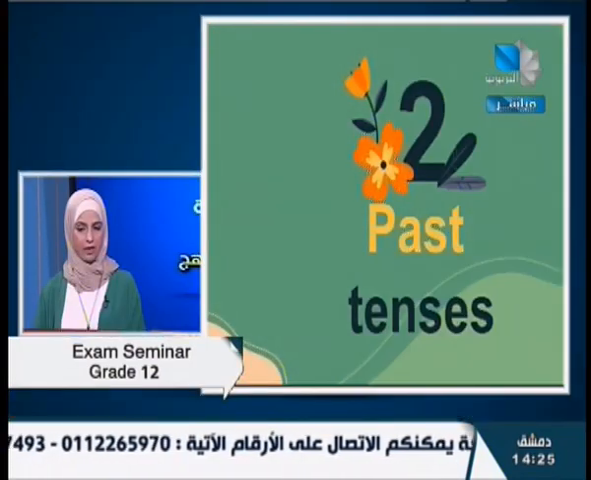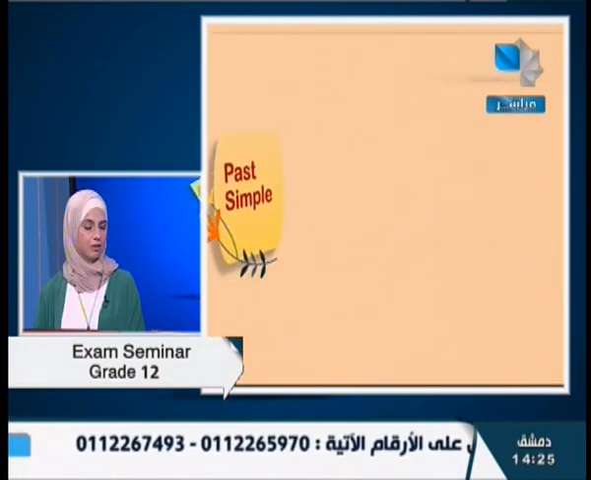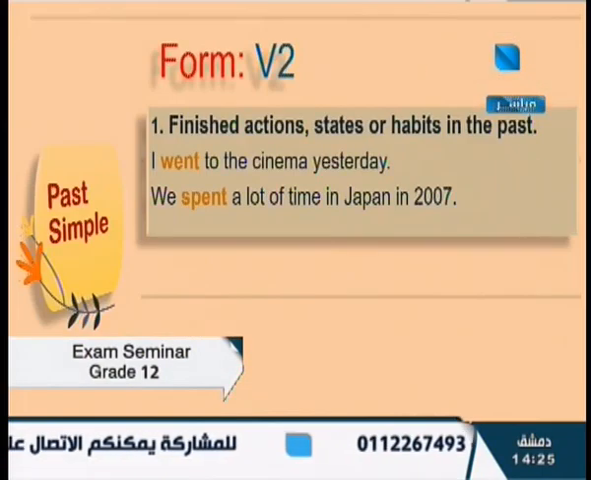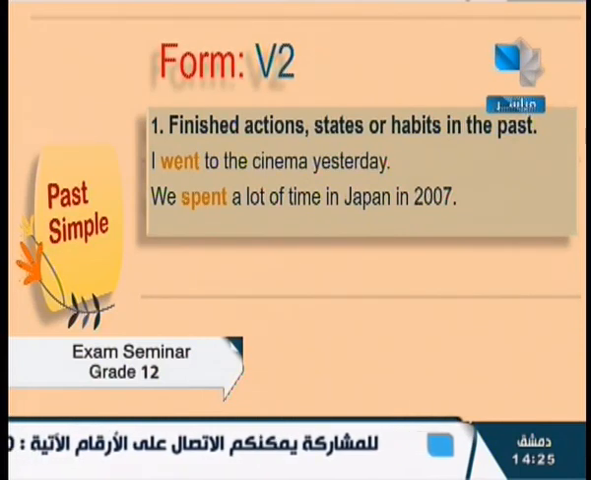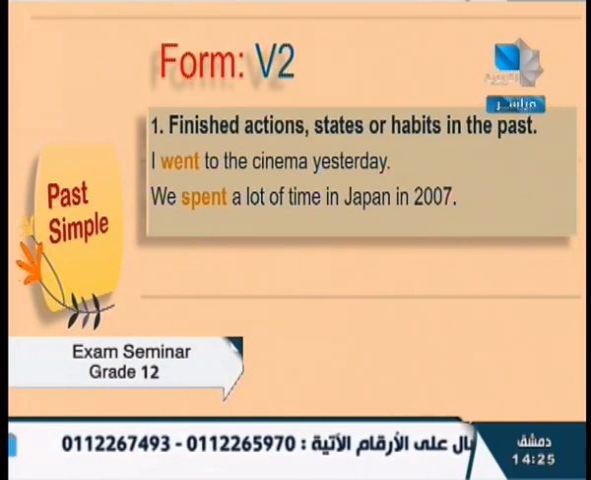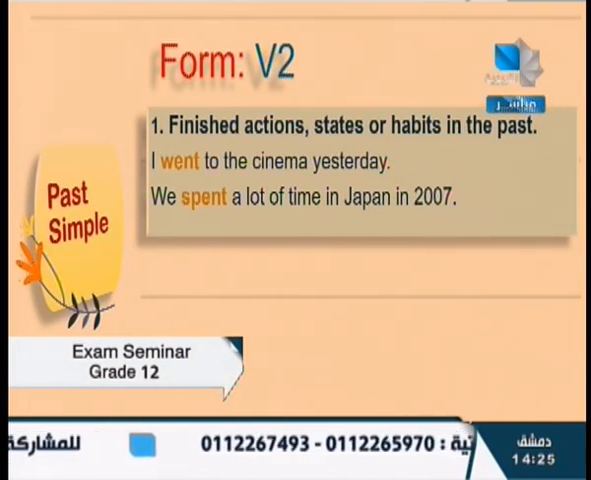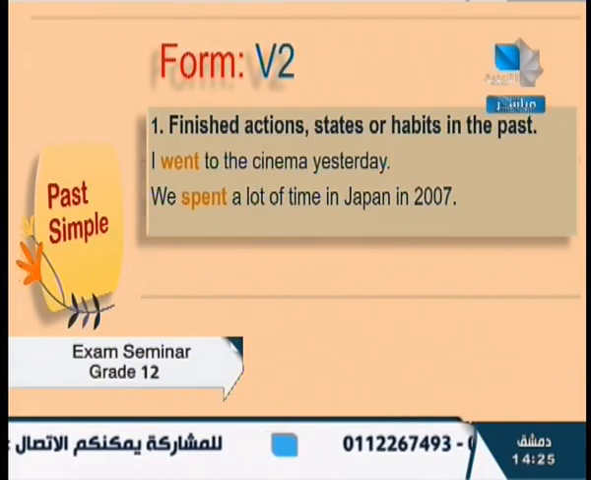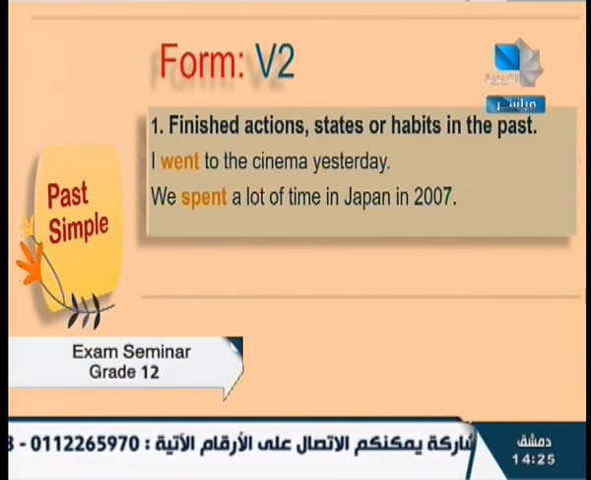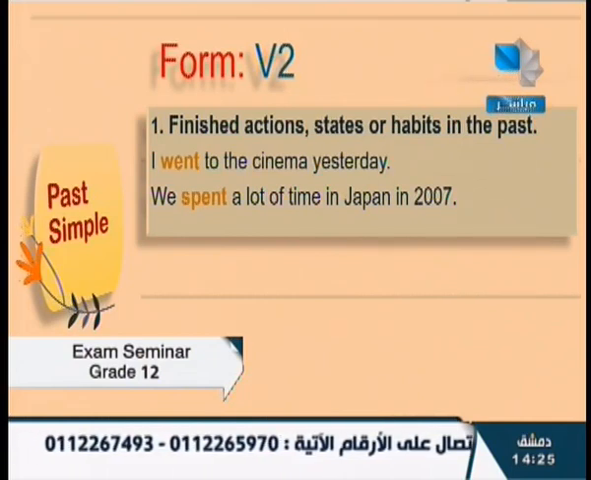We use past simple for finished actions, states, or habits at a specific time in the past. So what matters in the past simple is that the action was completed. For example, I went to the cinema yesterday. Another example, we spent a lot of time in Japan in 2007. The action may have been in the recent past or a long time ago, but we have a specific time, a point of time in the past.